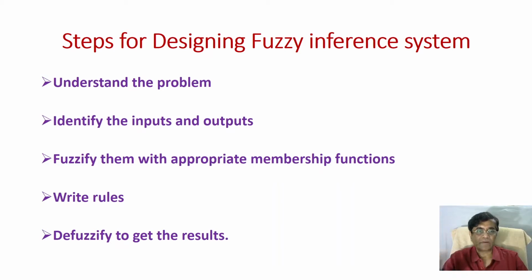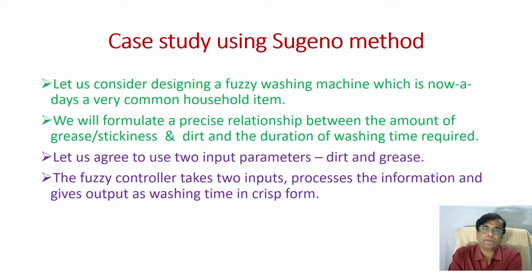Then, when the rules are fired, as we have talked in my earlier lecture, we aggregate the outputs, and then you defuzzify to get the result, right? So we are doing the case study using the Sugeno method. We'll design a fuzzy washing machine chip, which will be installed in a fuzzy washing machine, so that in a very optimal way it will consume fewer resources and give you maximum output in terms of removing the dirt and the grease or stickiness or oiliness from your dresses.